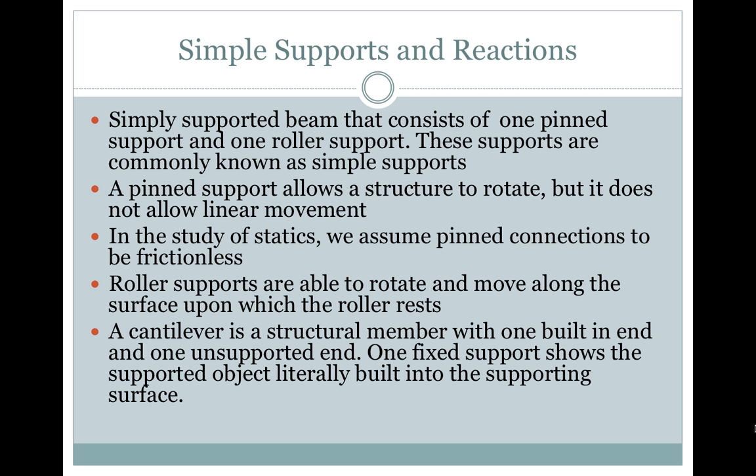Simple supports and reactions. A simply supported beam consists of one pin support and one roller support. These supports are commonly known as simple supports. A pin support allows a structure to rotate, but it does not allow linear movement. In the study of statics, we assume pin connections to be frictionless. Roller supports are able to rotate and move along the surface upon which the roller rests. A cantilever is a structural member with one built-in end and one unsupported end. One fixed support shows the supported object literally built into the supported surface.